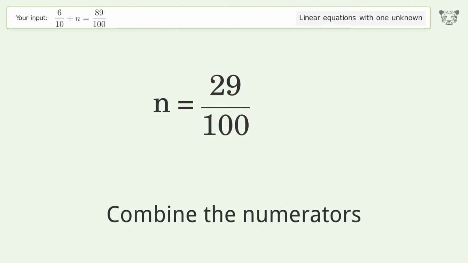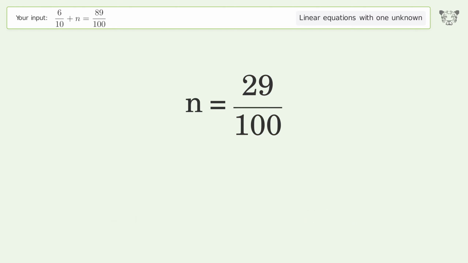And so the final result is n equals 29 over 100.